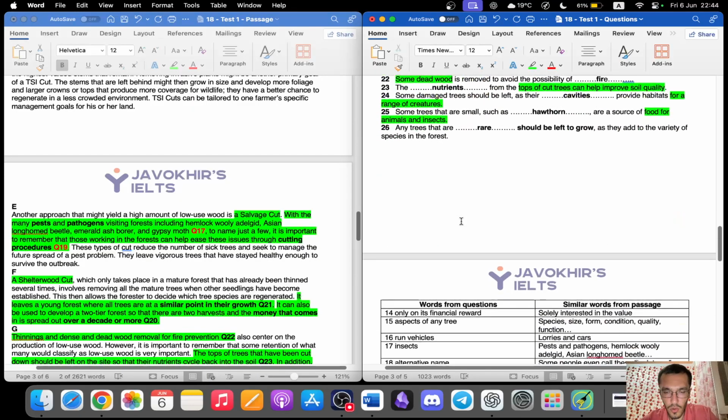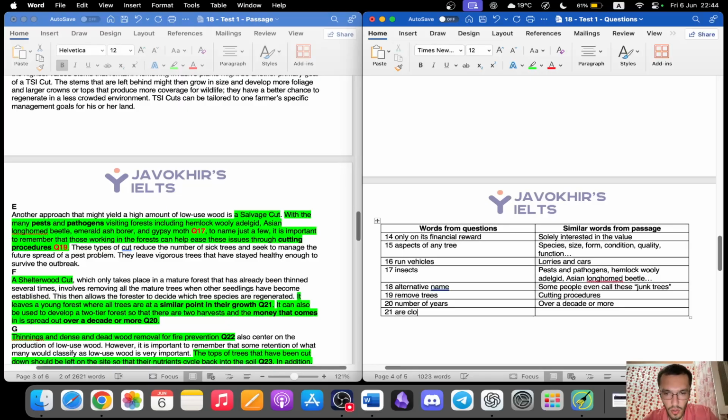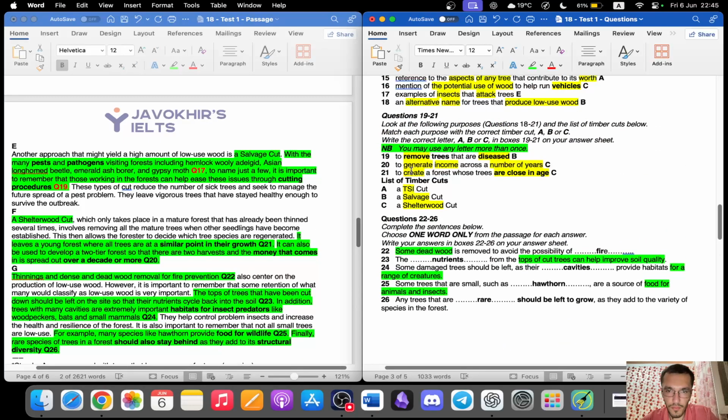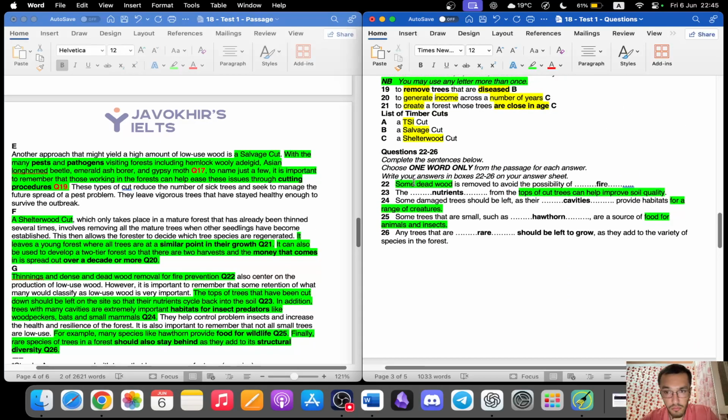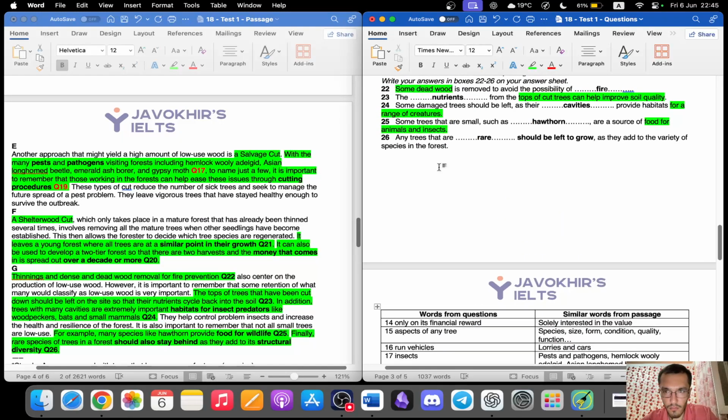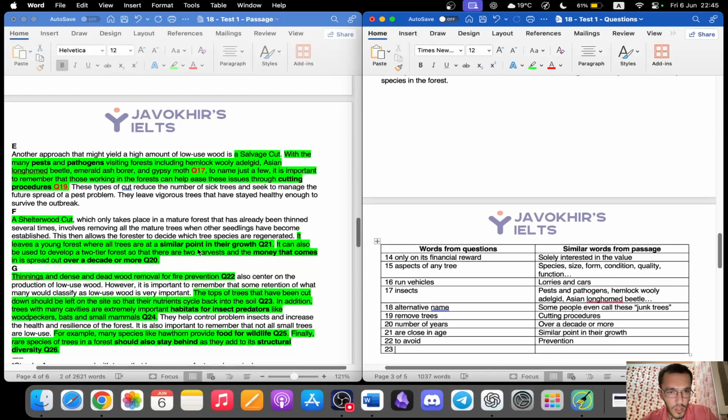21, over a decade or more. 21, are close in age. Are close in age means similar point in their growth. 22. 22, remove, to avoid means prevention. 23, what is that? Tops of trees help improve soil quality.